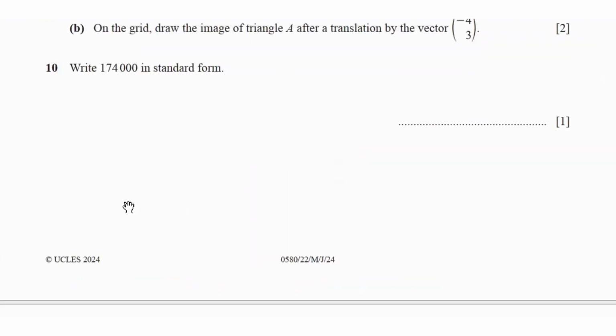Question 10 says, write 174,000 in standard form. So what we're going to do is move the decimal. Remember that every whole number has a decimal at its end. So there's a decimal over here. So we're going to move the decimal 1, 2, 3, 4, 5 places to the left. That makes this 1.74 times 10 to the power of 5.